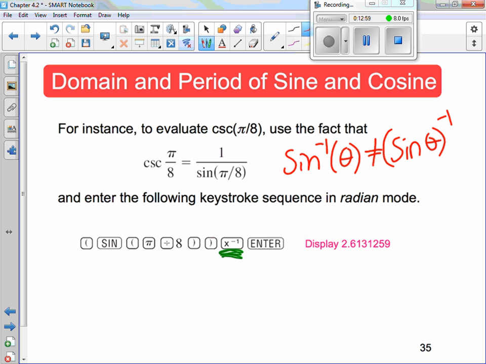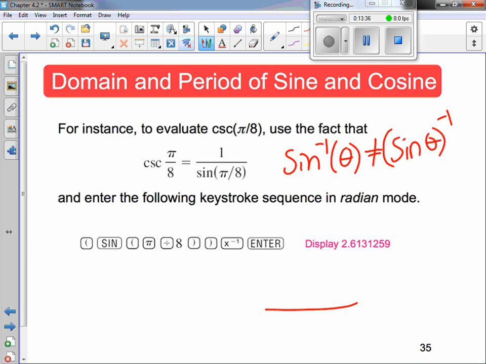Let's see here, sine of pi over 8. Yeah, you get 2.613112593. Yep. That's it. Wait, how did you do that? Parentheses, sine, open parentheses, pi divided by 8, close parentheses, inverse, enter. Or you can do 1 over.